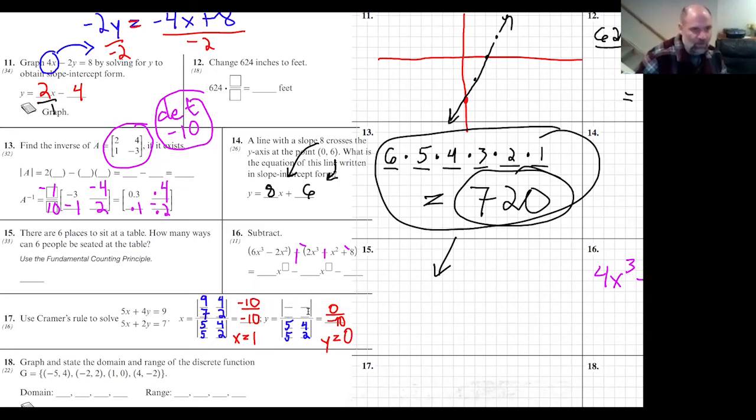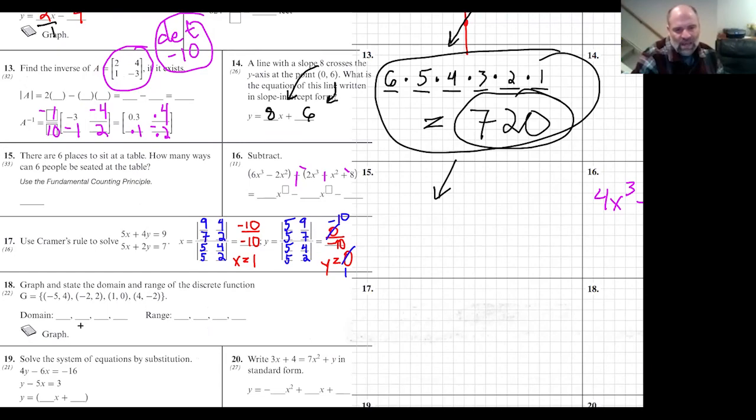I guess we're deleting the whole thing. Sorry about that. So this is a 5 and 5 and a 9 and 7. So that's 35 minus 45, which is negative 10. Negative 10 divided by negative 10 is also 1. So let's see, 5 plus 4 is 9, 5 plus 2 is 7. That works. Okay. If you use Cramer's rule, you're cool, but you don't have to, all right? If you want to use elimination method or substitution, you can, okay?